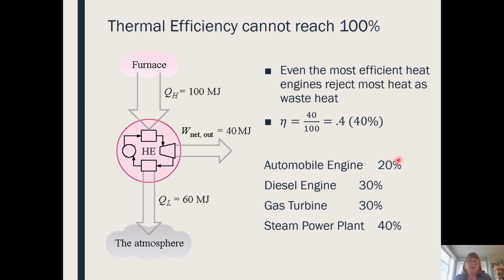Our maximum amount of heat efficiency is about 40%. If we look at automobile engines, that's about 20%. Diesel engines give us 30%. Steam power plants are around 40%.